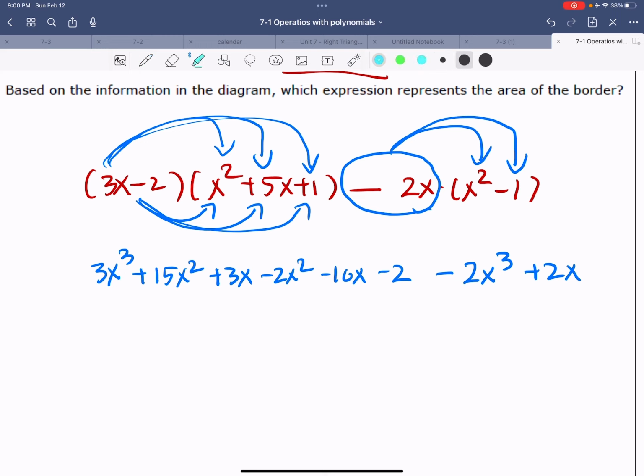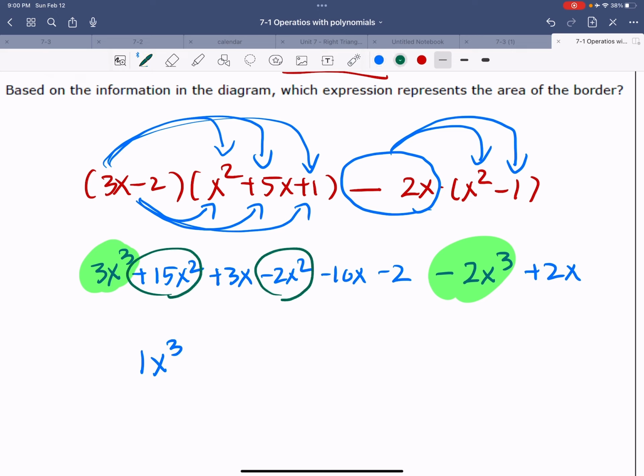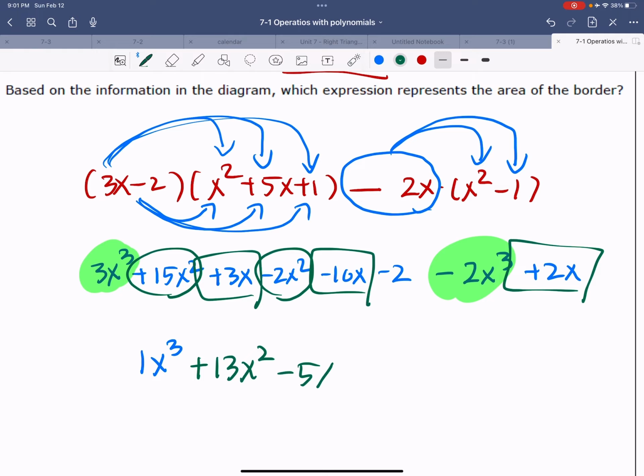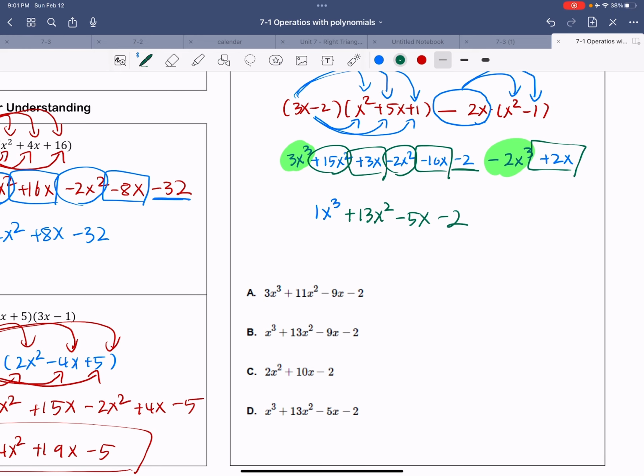So let's simplify what we can do. This one can be simplified with this one. 3 minus 2 is going to be just 1x to the third power. 15x squared minus 2x squared can be combined, so you're going to get plus 13x squared. 3x minus 10x, and there's a plus 2x, which you will get minus 5x. And we have minus 2 at the end. So which one of these can be represented? Well, it's going to be this one because you don't really have to write one.